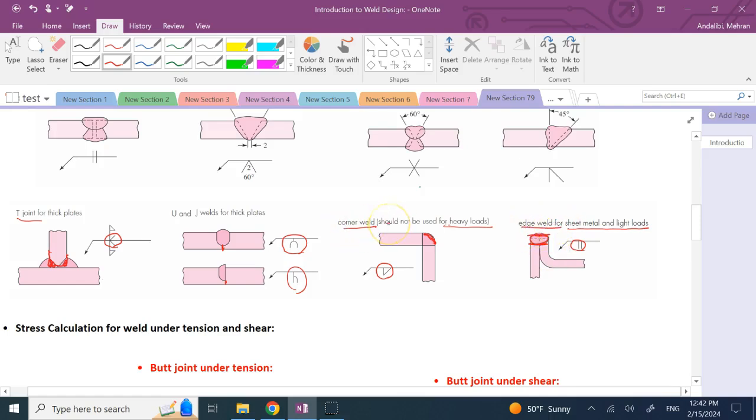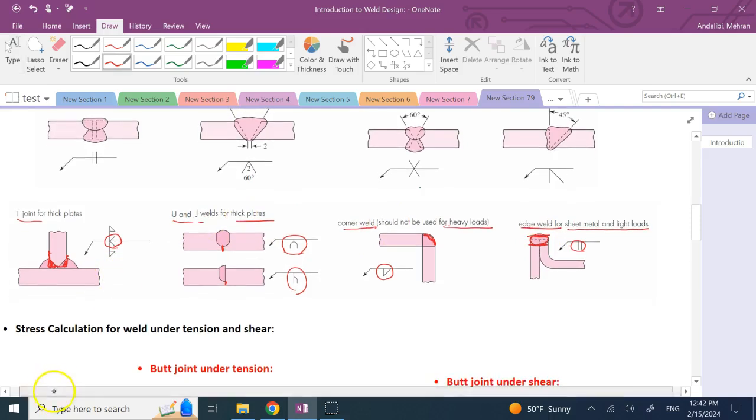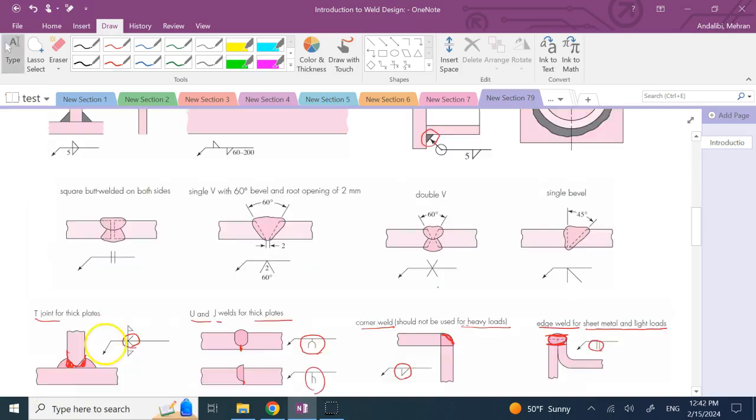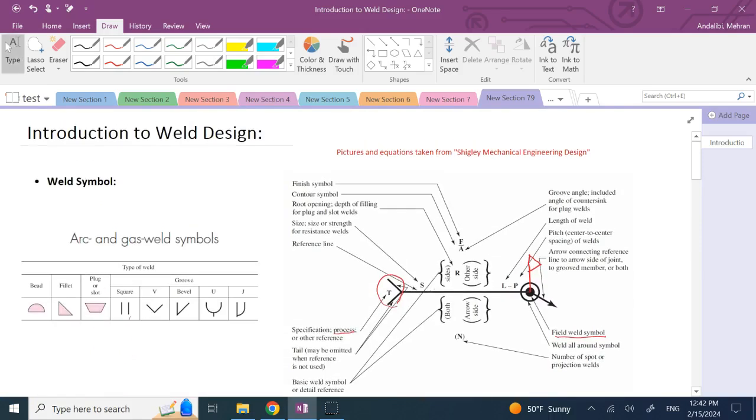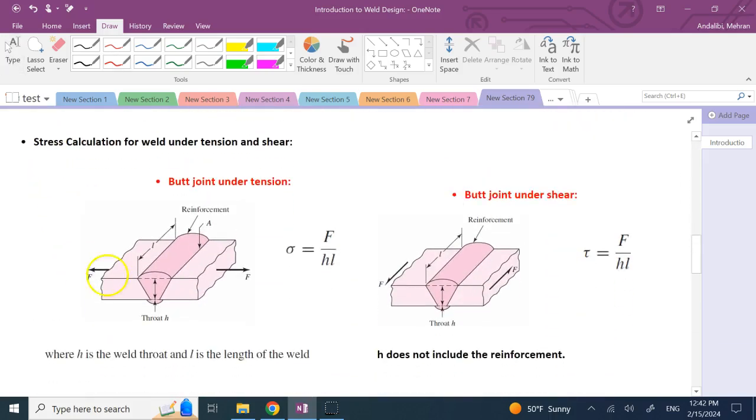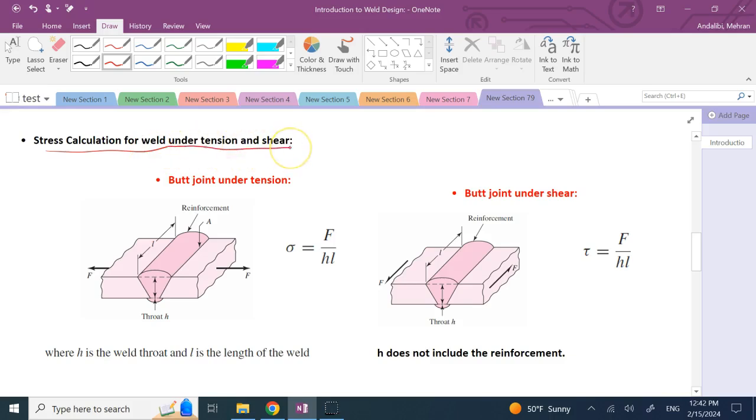So you can do edge weld or corner weld, and if you have thick plates, you might do other types of welds and grooves as well. The world of welding is very, very large, and talking about weld is not something you want to do in one video here. So I just try to familiarize you with the basic shape of a weld symbol and what info goes on it. What I want to focus mostly on in this lecture is stress calculation for weld. Okay, that is the main focus here. So let's talk about that.